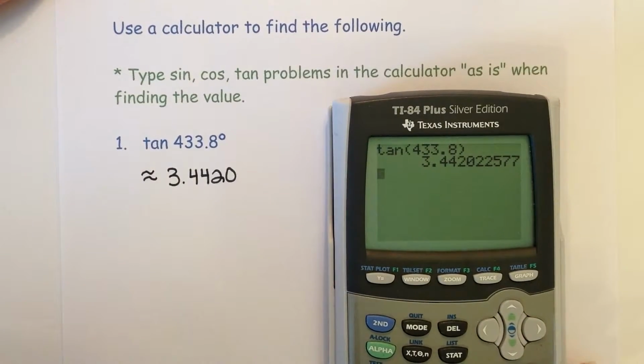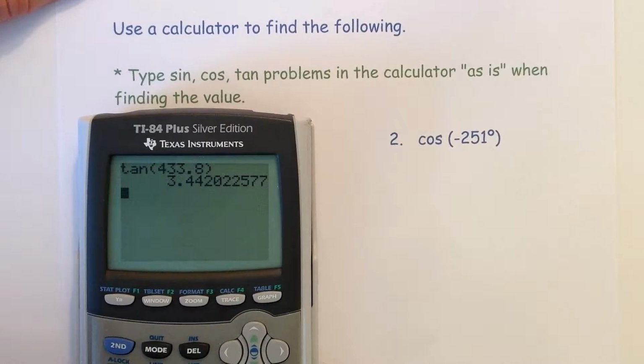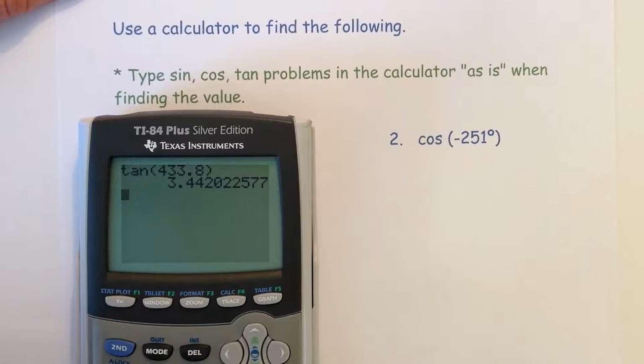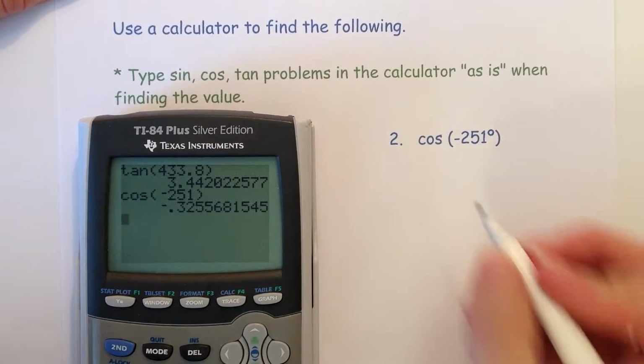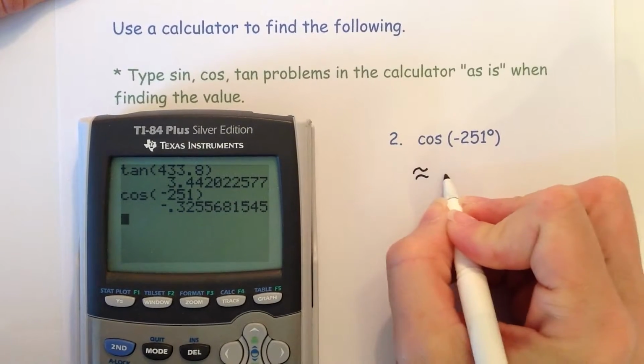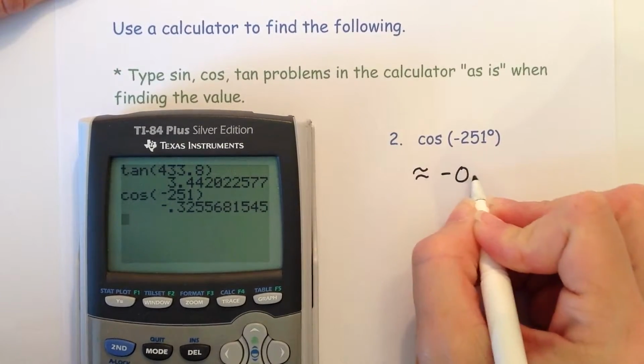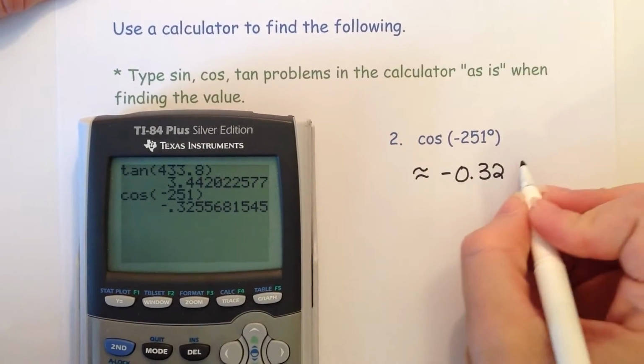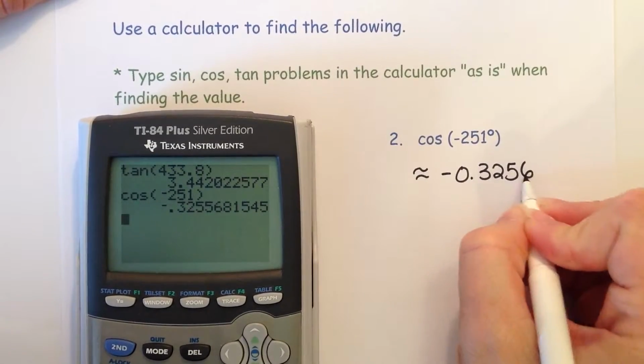Okay, the second one that we're going to look at, the only difference is the fact that you've got a negative angle, but just as the statement at the top tells you, anytime it's sine, cosine, tangent, just type it in as it is. So you would have cosine negative 251. Again, you don't have to put your degree symbol. So this one, to 3 decimal places, you would have negative 0.3256. That one would end up rounding up.